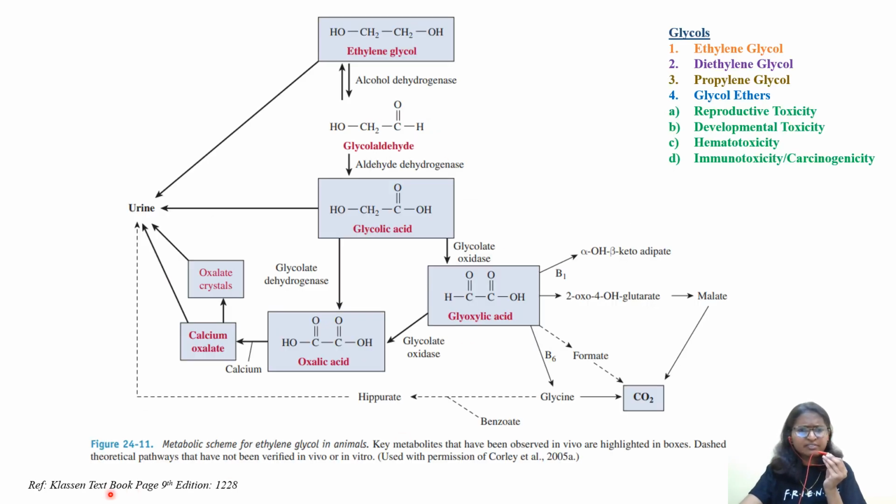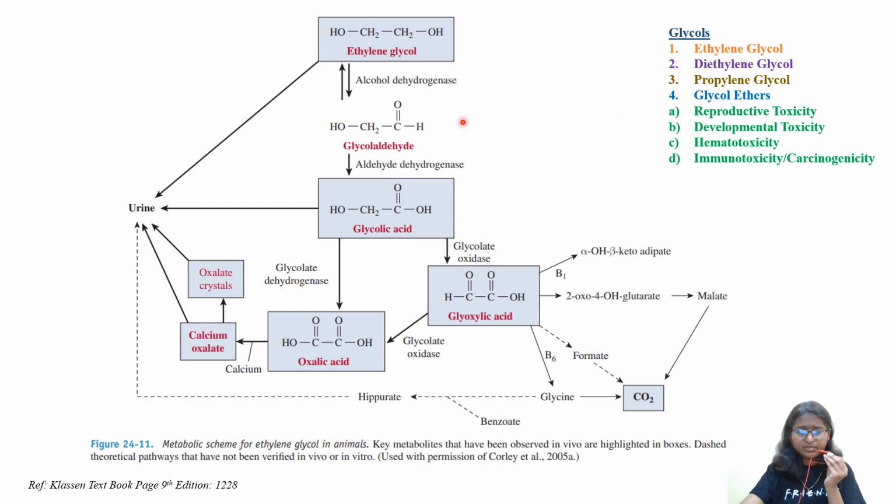This is taken from Klaassen. I've given page numbers also about ethylene glycol, how it is causing toxicity, how it is converted by alcohol dehydrogenase to glycolaldehyde, then glyoxylic acid, glycolic acid, then oxalic acid. This oxalic acid reacts with calcium to form calcium oxalate. Calcium oxalate crystals are formed and they can be identified in the urine. So please go back and read the textbook.